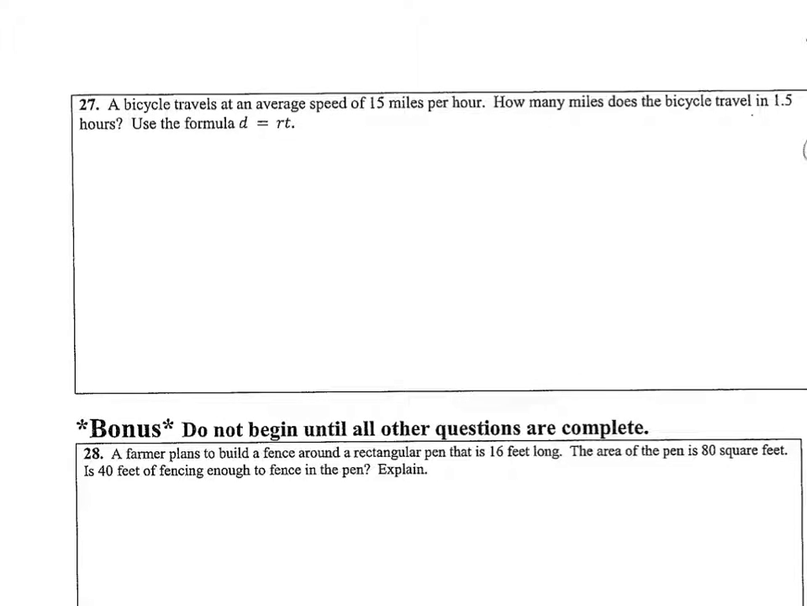Number 27. A bicycle travels at an average speed of 15 miles per hour. How many miles does the bicycle travel in 1.5 hours? Use the formula distance equals rate times time. So 15 miles an hour, that'd be a rate. 1.5 hours, that would be your time. You need to find your distance. So plug those into the formula. Make sure you label your answer. If it's a distance, which would we use? Would we use miles or would we use hours to measure our distance?